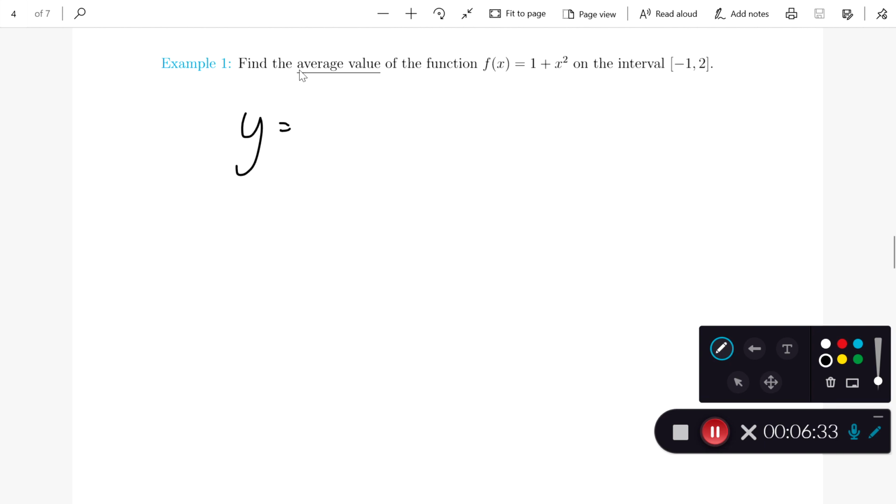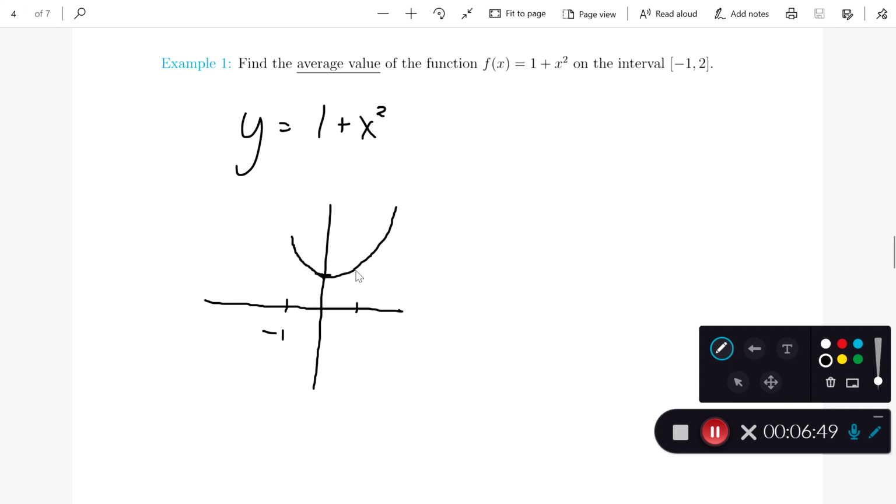Now we know that 1 plus x squared is just the typical parabola centered at the origin, yet shifted up 1. If we go from -1 up to 2, the function looks like this. The average value of this function is 2. So that's sort of a visual of what it looks like.